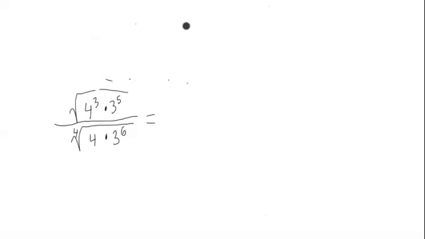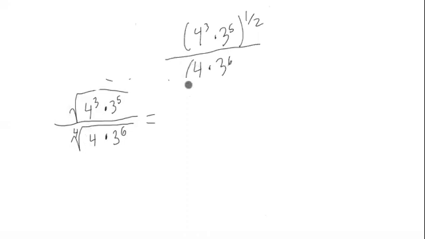All right, so we can think of that as being 4 cubed times 3 to the fifth raised to the 1/2 power, all divided by, and then here, this is 4 times 3 to the sixth, and to this fourth root, think of that as raised to the 1/4 power.